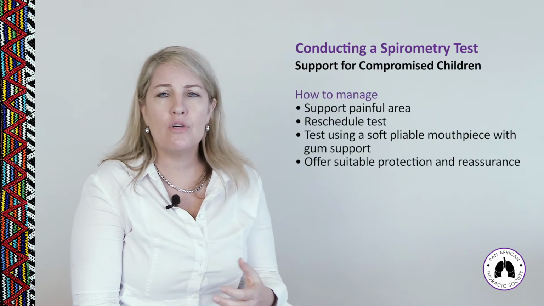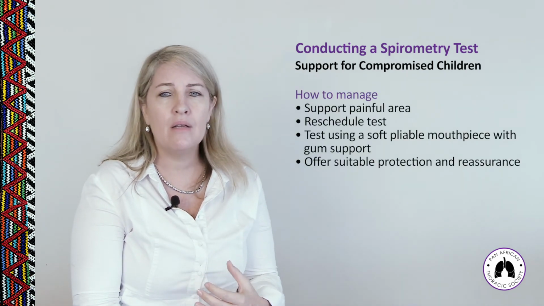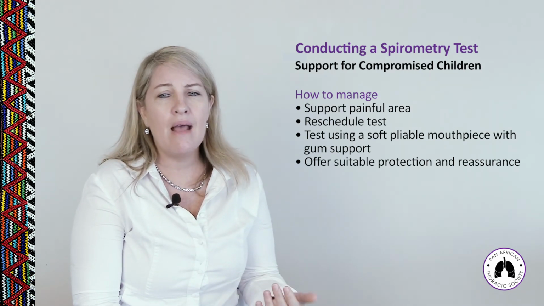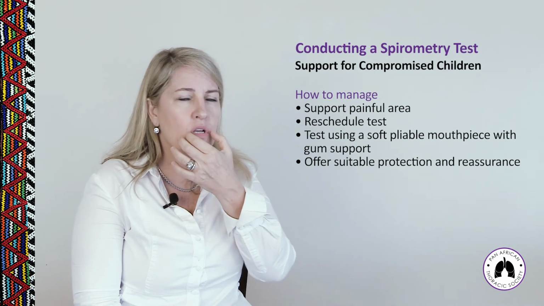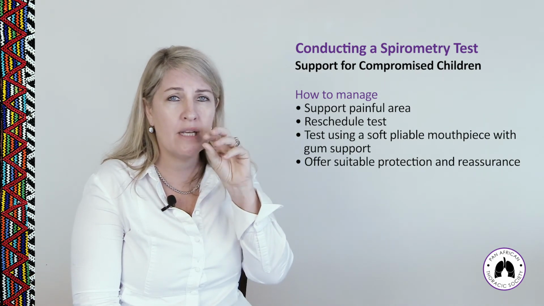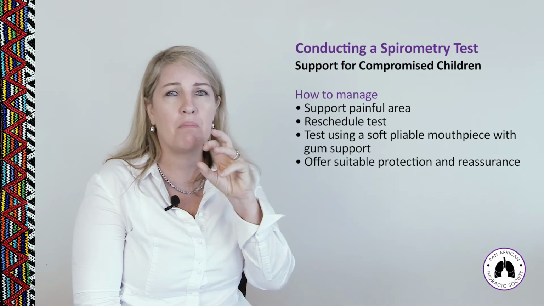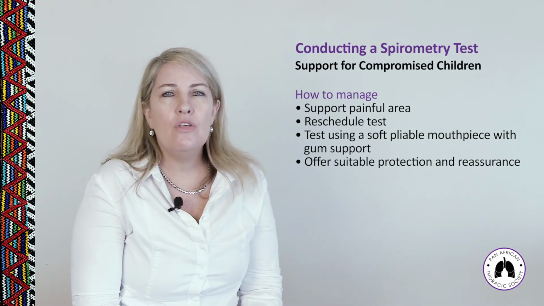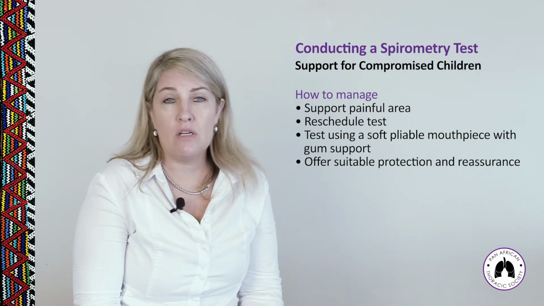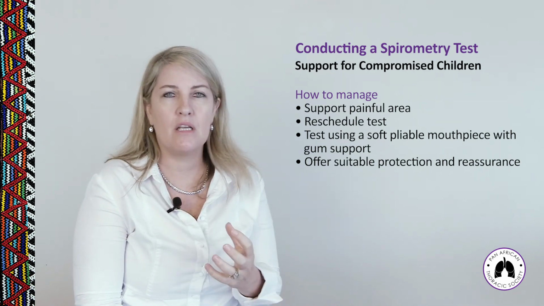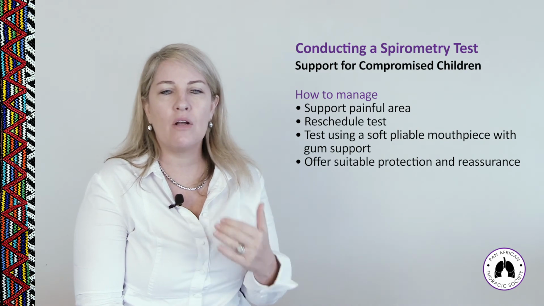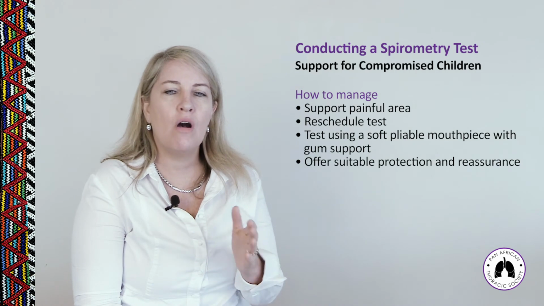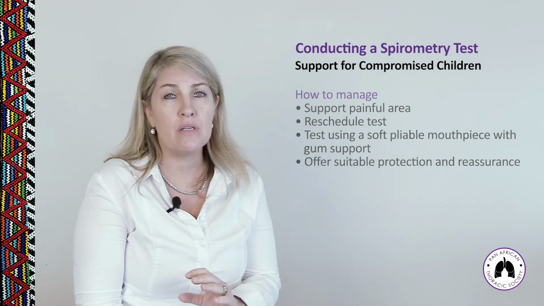So some of the things you could do is support the painful area. You could, if necessary, reschedule the test for a later date. And very occasionally, if you need to use a soft mouthpiece, you can actually get silicone mouthpieces that are soft and pliable, which you could use for that child to blow with. You could also have a child who's battling with stress incontinence. If they have any particular condition, they could lose bladder control during the spirometric procedure. And in this instance, you want to offer suitable protection and reassurance.